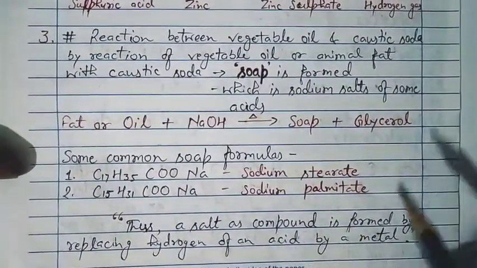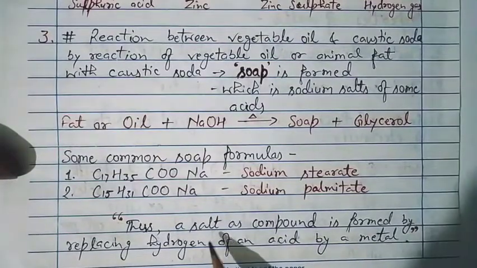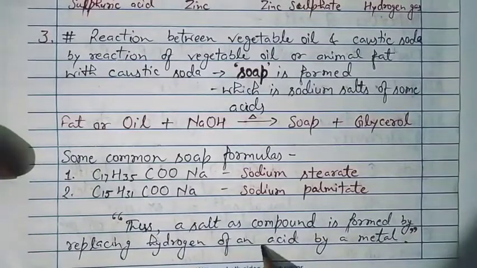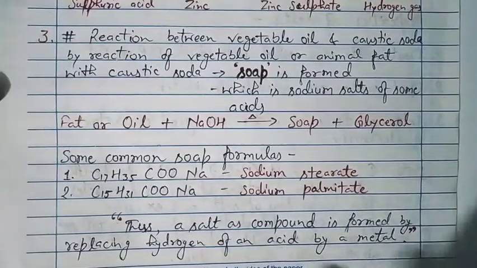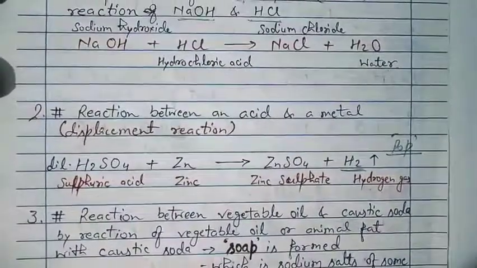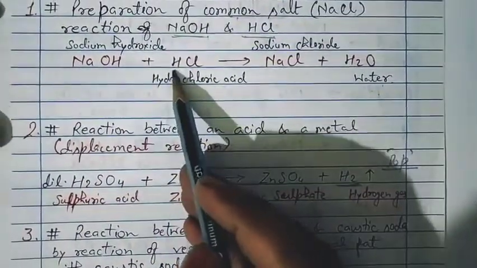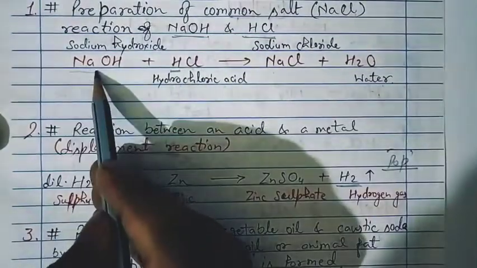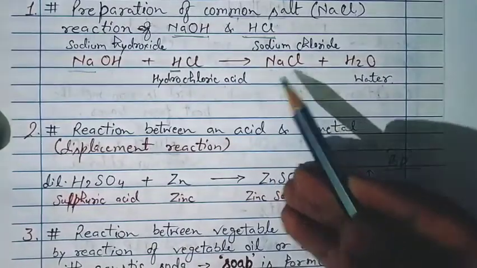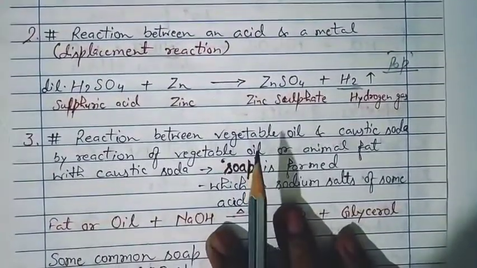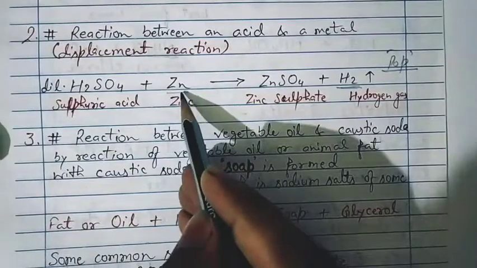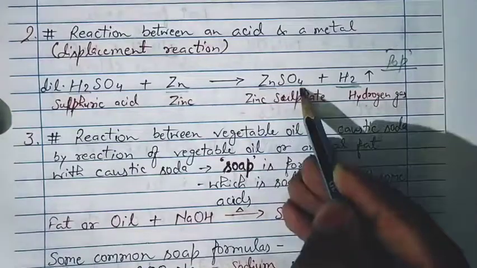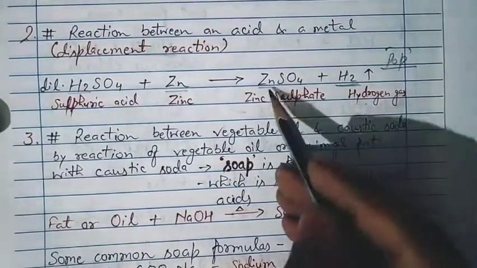Thus, you can see by all the reactions above which we have studied, a salt compound is formed by replacing hydrogen of an acid by a metal. Let's see this point one by one again. In the first reaction, you see that hydrogen from the acid is displaced by the metal sodium and we get sodium chloride. Similarly, in the second reaction, zinc, which is a metal, displaced hydrogen from the compound and forms salt by adding itself in the given compound, that is zinc sulfate.